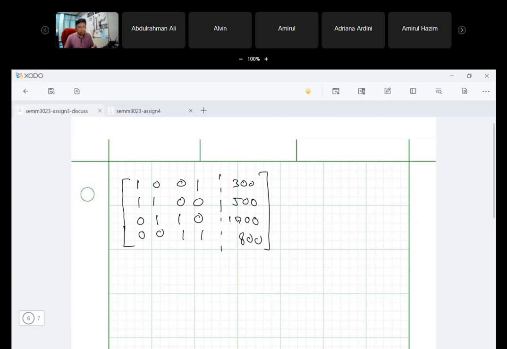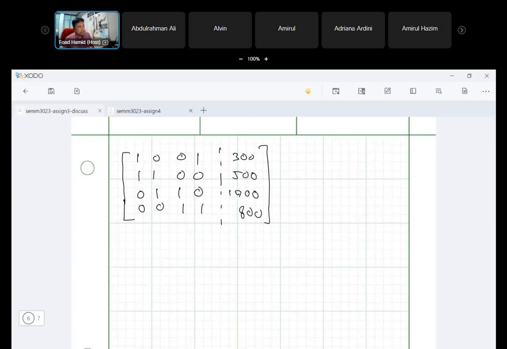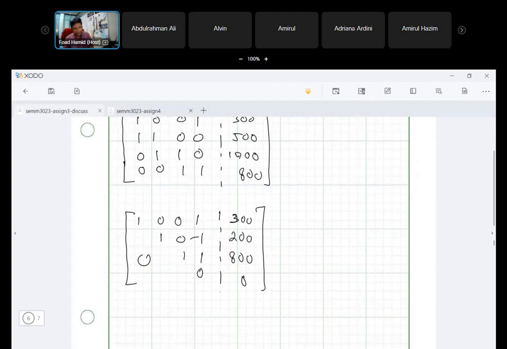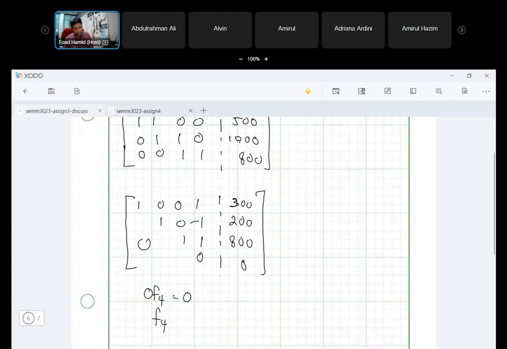Okay, if you do Gauss elimination properly, what you get at the final step is 1, 0, 0, 1; 1, 0, minus 1, 1; 1, 1, 0, and of course, this row is 0. This is the upper triangular form. The right-hand side is 300, 200, 800, and then 0. I think I mentioned this in my other class. Note that this is the last row, right? We basically say this is 0, F4 equal to 0, and F4 is 0 over 0.